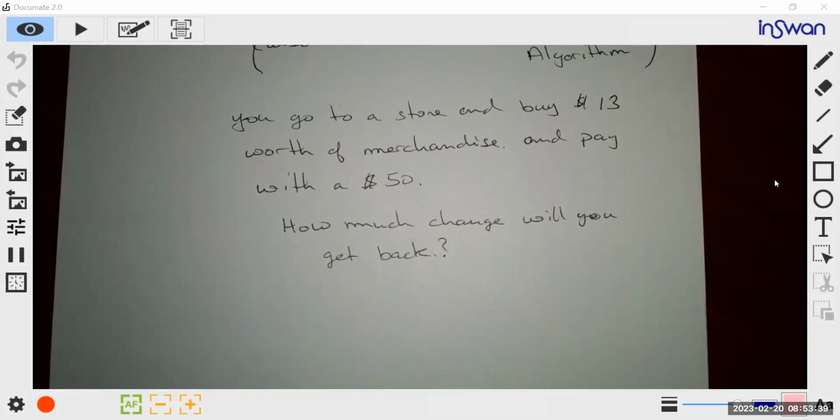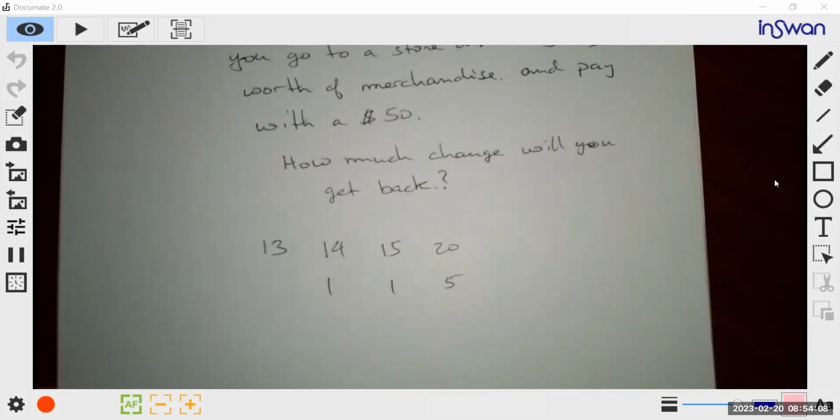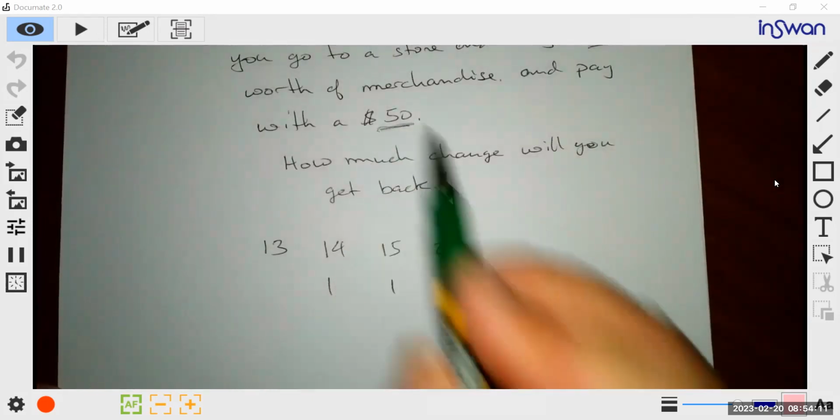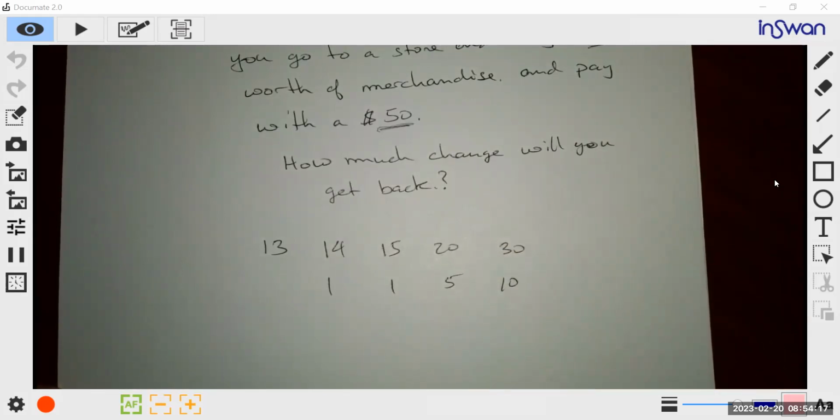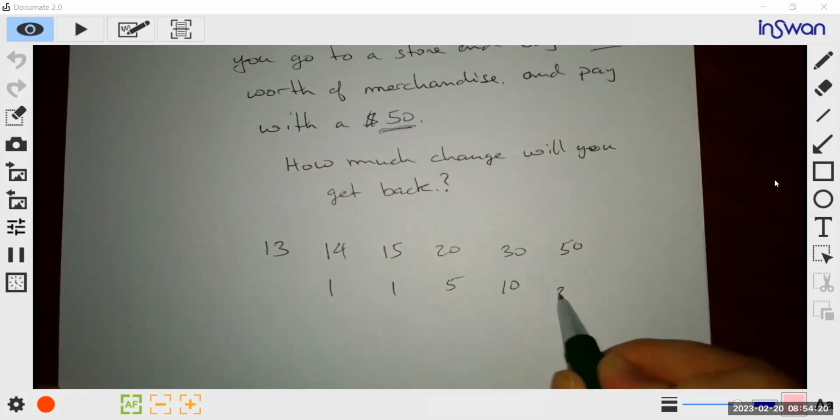Remember, you're at a store, so this is what you normally see. They first check to make sure it's not counterfeit. Then they start at $13. They give you $1 to make it 14. Then $1 more to make it 15. From 15, they give you a $5 bill to make it 20. Remember, you have to get up to 50. So from 20, they give you a $10 bill to go up to 30. And then from 30, they give you a $20 bill to make it 50.